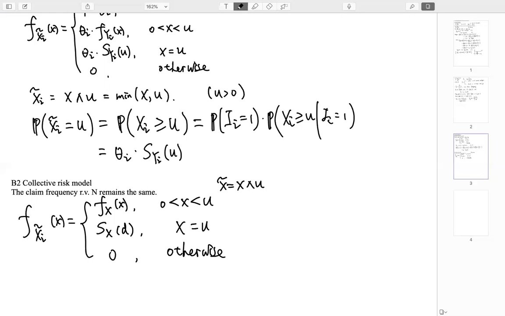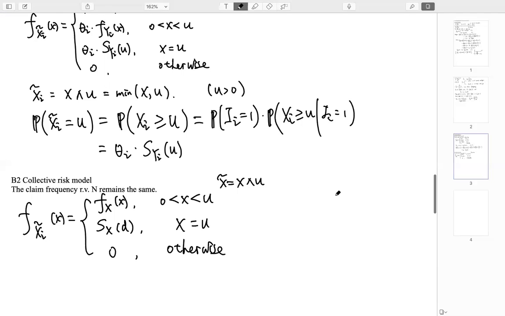Anything beyond u is capped, so it has a probability mass at u. That's the probability when the original claim big X is bigger than the limit u. So that's the policy limit.